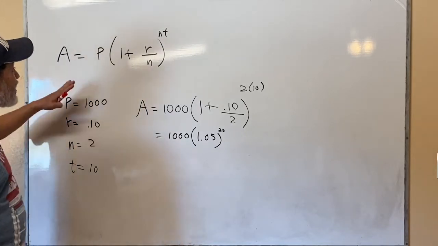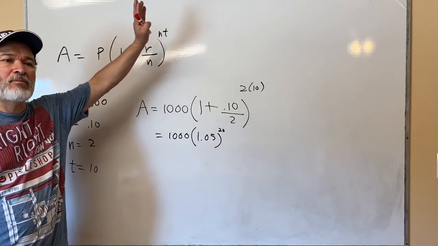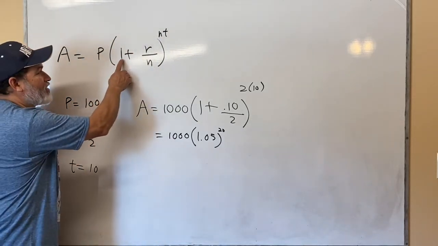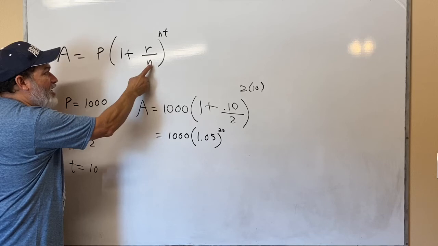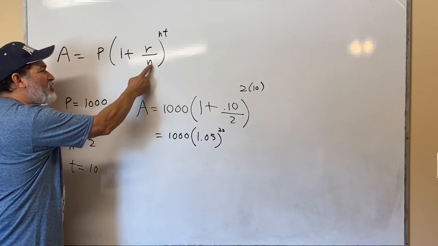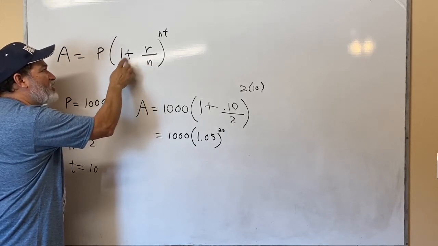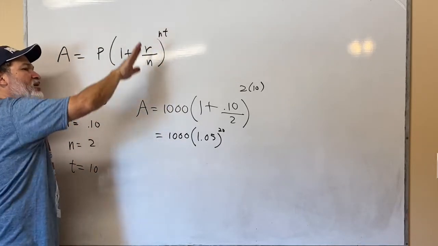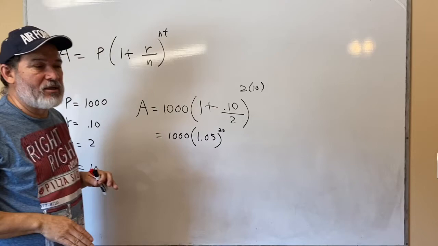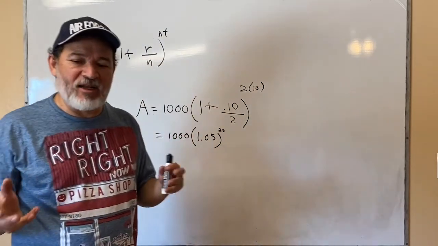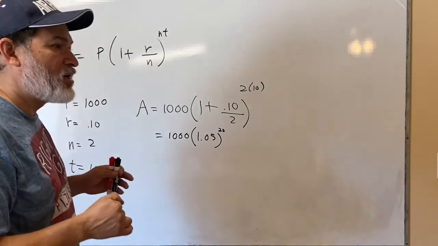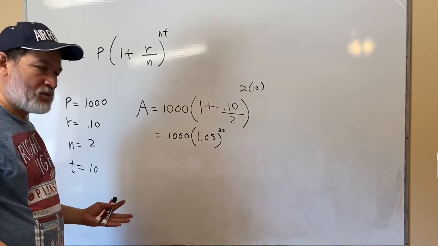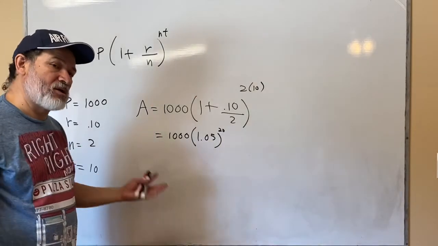Okay, this is increasing. Why? Because look, this rate divided by the number of compounds is added to 1, so this base is more than 1. So it's increasing. It better be increasing. I mean, if you're going to invest your money, don't you want your money to increase with time? Of course you do. So this has to be an increasing function, okay?